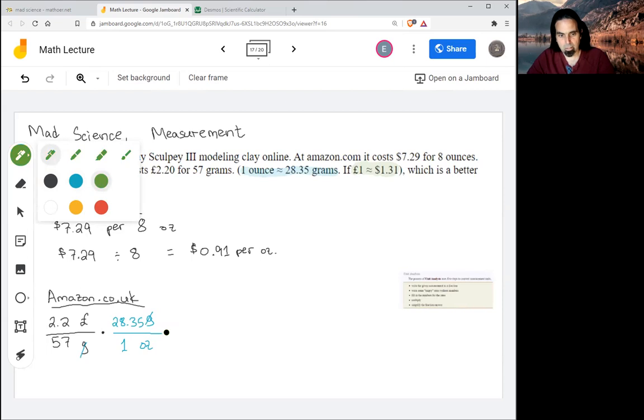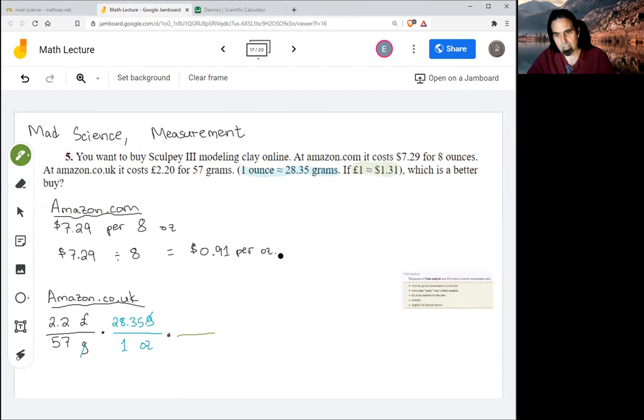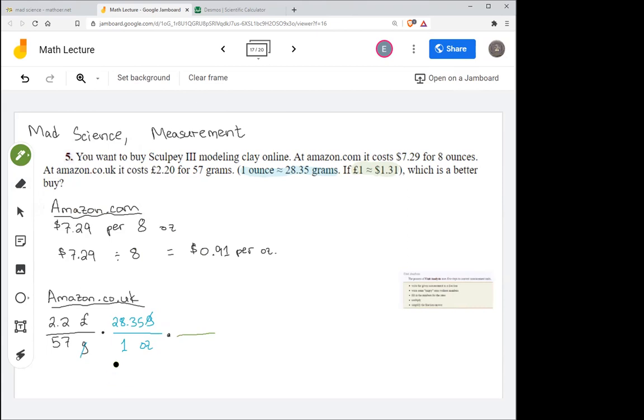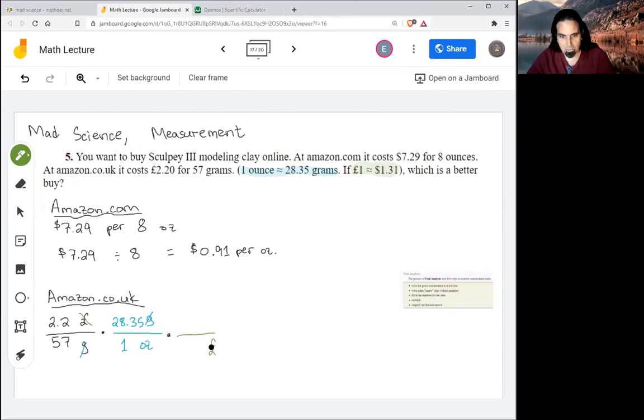Then, as another fraction, I have pounds and I have dollars. Which is top, which is bottom? Pounds on the bottom, so that the pounds will cancel, and that means dollars has to be on the top. And at the time, 1 pound was $1.31. So I've set everything up. And lo and behold, I have dollars per ounce, which is what I want.